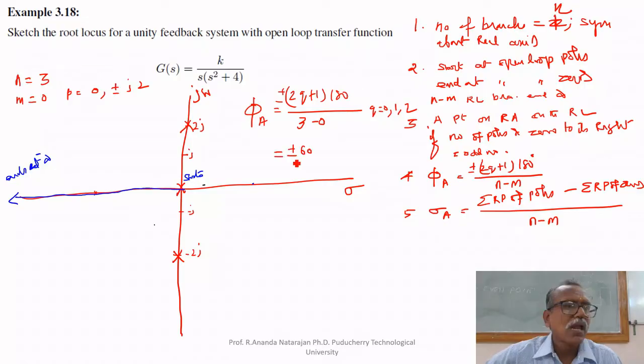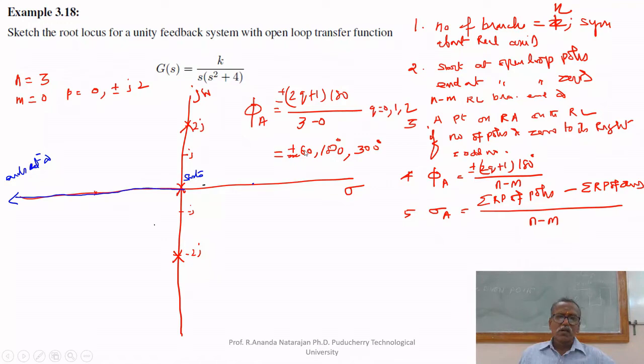What is the other one? If you substitute q equal to 1, what will you get? 3 times 180 divided by 3, that is 180 degrees. When q equals 2, that means 5, so 300 degrees. Let us consider only positive. You have to consider all positive or all negative. So 60, 180, 300 are the angles of asymptotes. The tangents at infinity are at angles 60 degrees, 180 degrees, 300 degrees. 300 is nothing but minus 60.